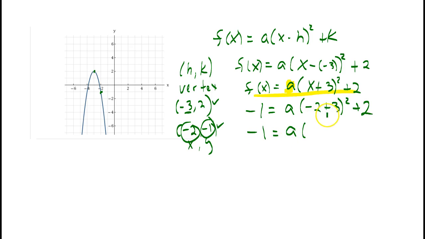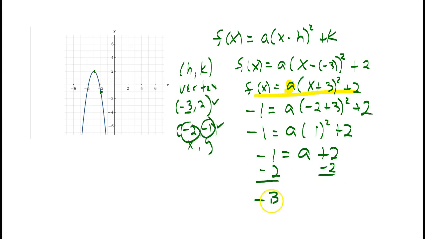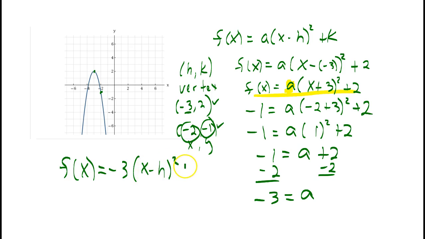And -2 plus 3 is 1 squared. And of course 1 squared is 1. Subtract 2 from both sides, and that gives me -3. So it looks like a is -3. So the equation for this function is f of x equals a, which is -3, times (x minus h) squared plus 2.